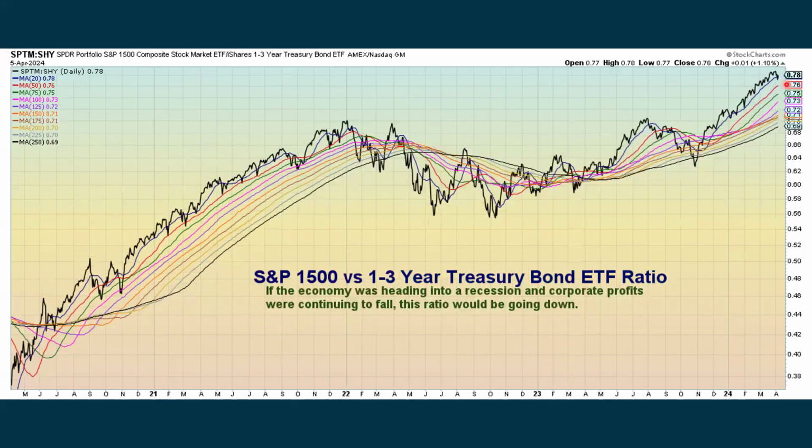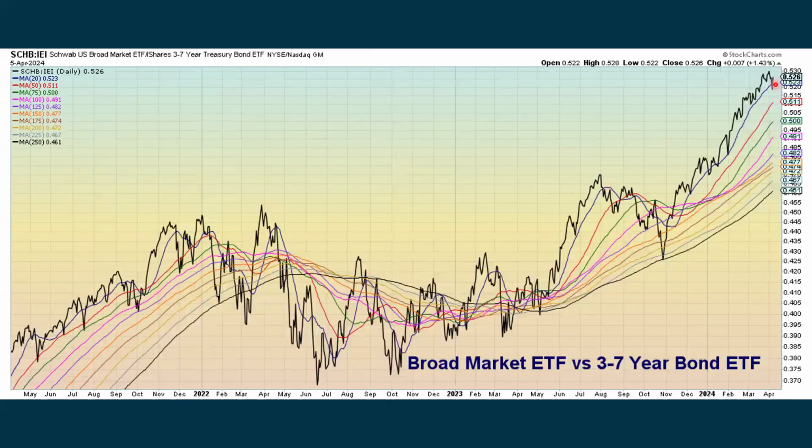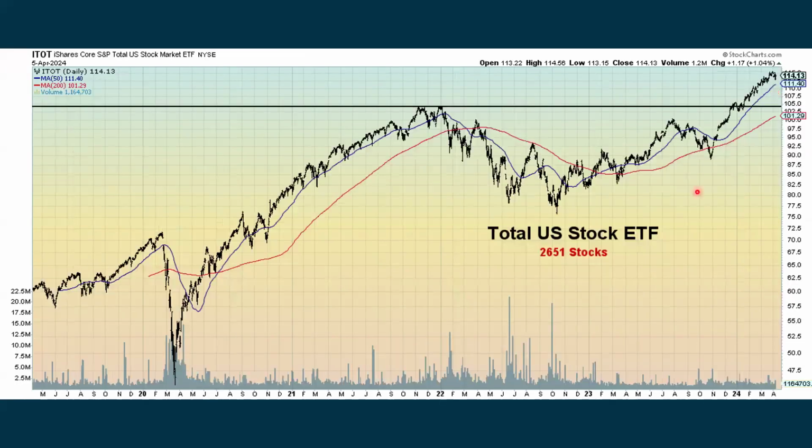We look at a broader measure, the S&P 1500 with shorter term bonds. This is suggesting that there's more broad market participation in stocks as they outperform shorter term bonds. We look at another broad market measure and then go further out with bonds, showing that stocks continue to outperform. Then here's the total U.S. stock ETF. This is 2,651 stocks coming off of recent all-time highs and in a pretty solid uptrend.